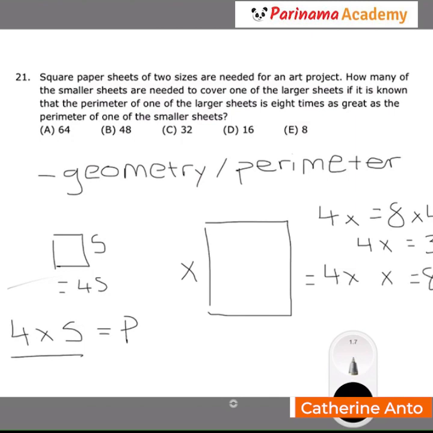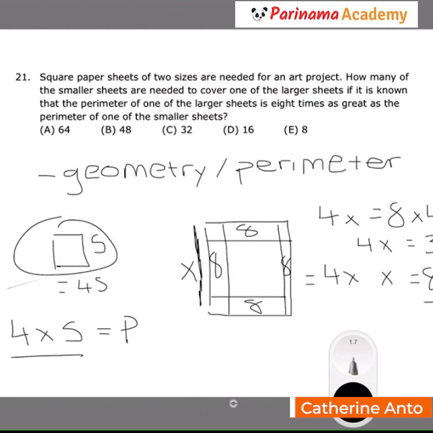So we'd need 8 of our smaller squares on these side lengths. And if we have 8 over here, then that would mean we'd need 8 over here, 8 over here, and 8 over here. And we could simply use the area formula to find out how to solve this.